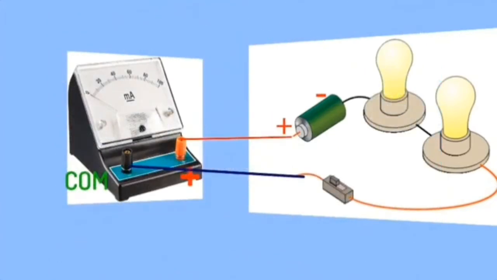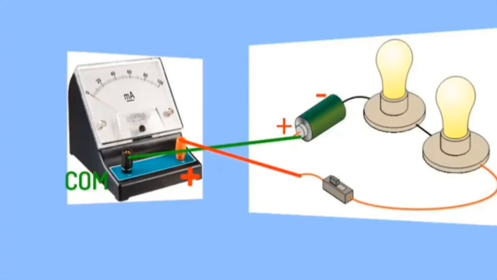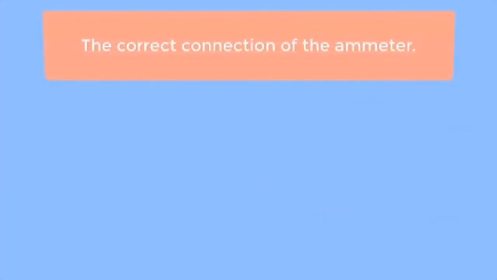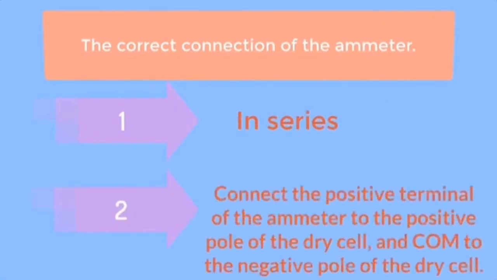If you connect the ammeter in the opposite way, by connecting COM to the positive pole of the dry cell and the positive terminal of the ammeter to the negative pole of the dry cell, you'll get a negative reading, minus 0.6 ampere. So, the correct connection of the ammeter is to connect it in series where the positive terminal is connected to the positive pole of the dry cell and COM to the negative pole of the dry cell.